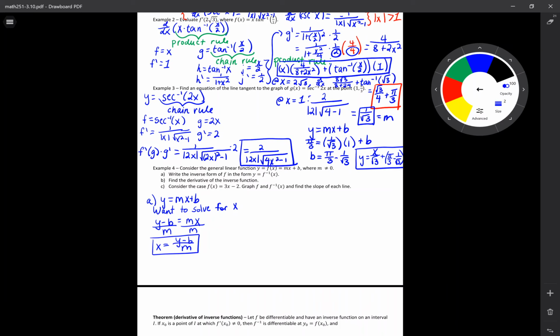And then I know that if y is f inverse of x, so if y and x are inverses of each other, this means that f of y is equal to x. This is just the definition of the inverse here. So if I swap the x and the y in the inverse that I just found, I'll get y is equal to x minus b over m, swapping that x and the y there.